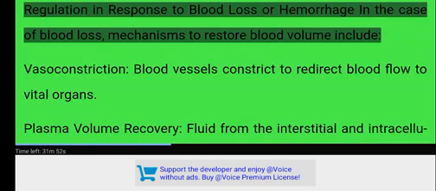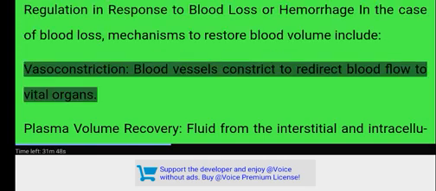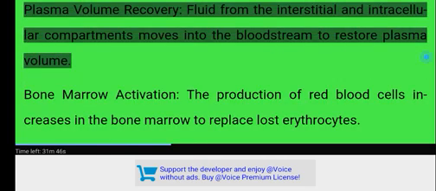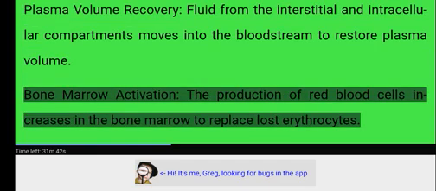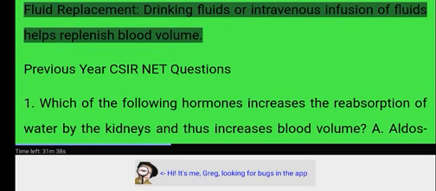Regulation in response to blood loss or hemorrhage. In the case of blood loss, mechanisms to restore blood volume include vasoconstriction. Blood vessels constrict to redirect blood flow to vital organs. Plasma volume recovery. Fluid from the interstitial and intracellular compartments moves into the bloodstream to restore plasma volume. Bone marrow activation. The production of red blood cells increases in the bone marrow to replace lost erythrocytes. Fluid replacement. Drinking fluids or intravenous infusion of fluids helps replenish blood volume.